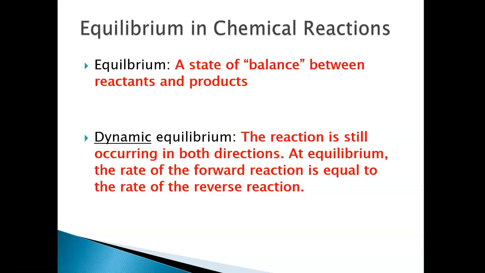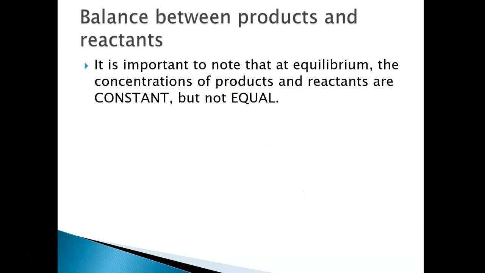So if you were to hold a flask that had a reaction in it that had reached equilibrium, you wouldn't actually see anything happening. But in reality, if you could zoom down to the molecule scale, you would see that reactants are turning into products and products are turning into reactants. However, at equilibrium, the rate of the forward reaction is equal to the rate of the reverse reaction. So we can't tell with our naked eye that anything is happening, but the reaction is still occurring in both directions.